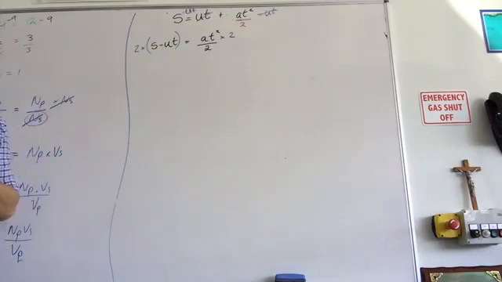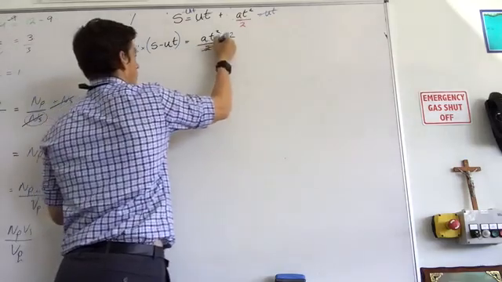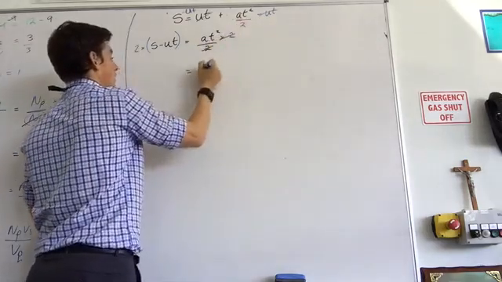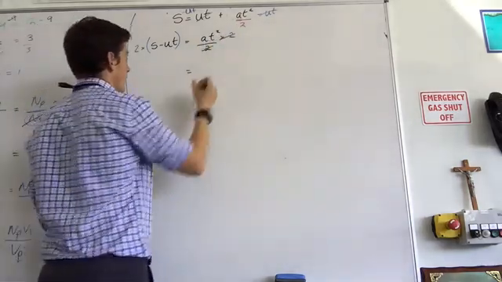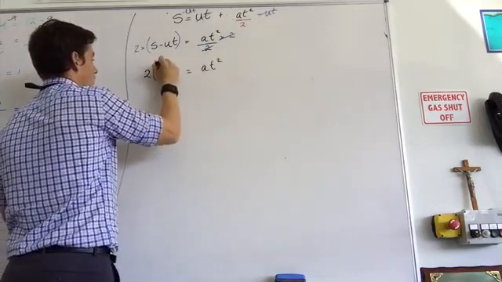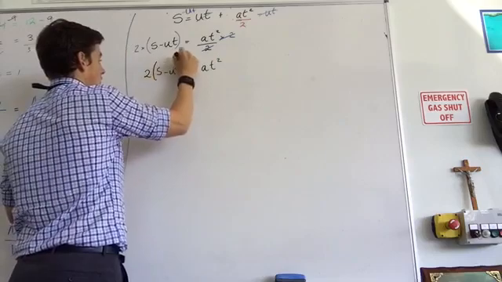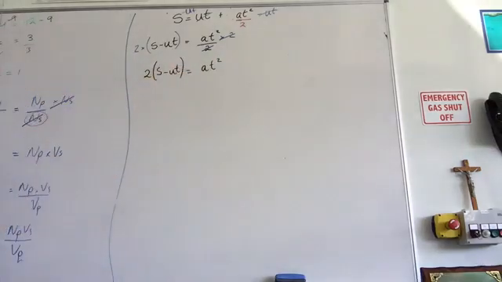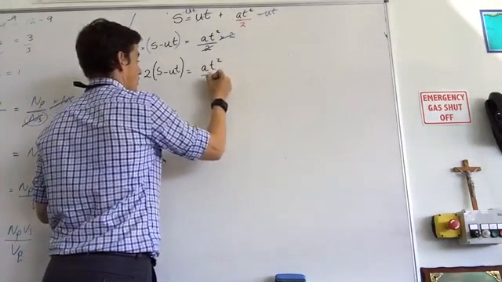Cool. I'm now left with at squared equals 2s minus ut. Happy with that? How do I get rid of the t squared? Divide both sides by t squared.